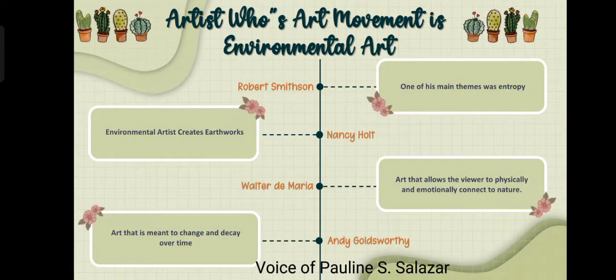Here are the artists whose art movement is all about environmental art. Number 1 is Robert Smithson. One of his main themes was entropy. Number 2 is Nancy Holt. She's an environmental artist who creates earthworks. Number 3 is Walter de Maria. He creates art that allows the viewer to physically and emotionally connect to nature. And the last one is Andy Goldsworthy. He creates art that is meant to change and decay over time.